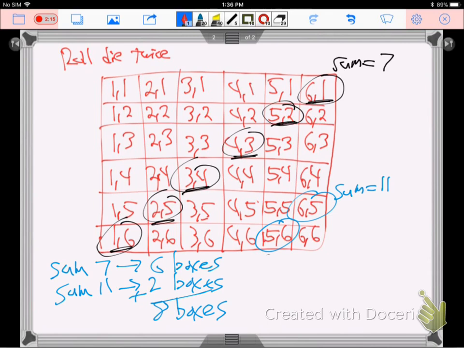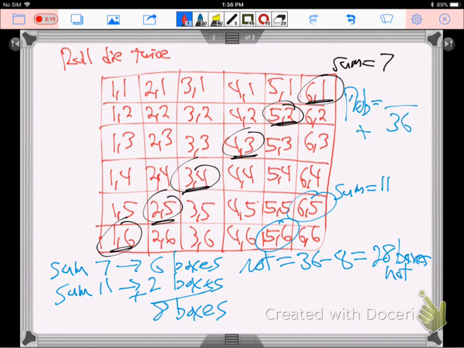So how many boxes are not? Not would be 36 total minus 8. That's 28. 28 boxes are not 7 or 11. You with me? I just subtracted from 36. So, what's the probability? The bottom is always the total. 36 boxes total. How many are not 7 or 11? 28. Then reduce that like we always do. Divide by 4. What's that going to be? 7/9.